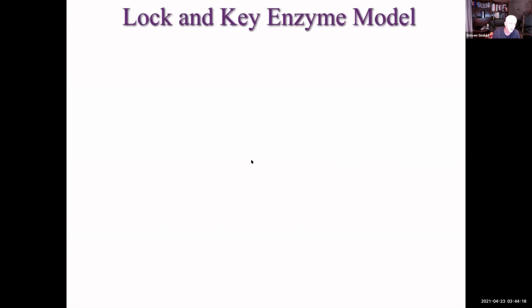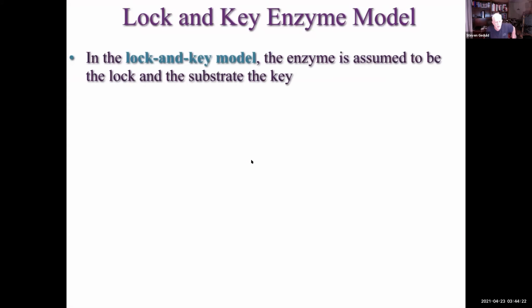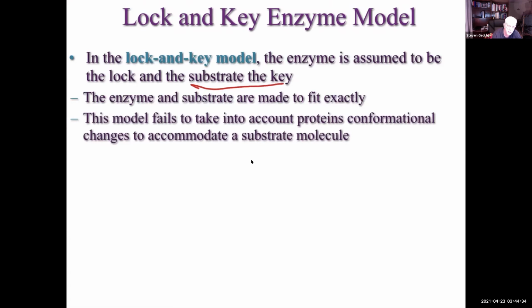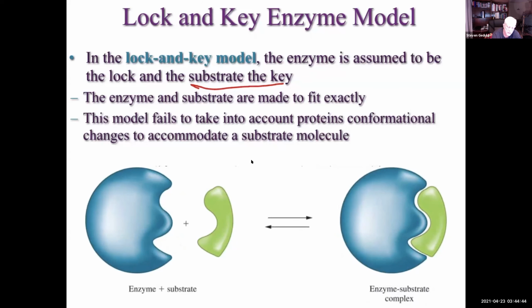Lock and key enzyme models. Let's do this and we'll call it a night. In the lock and key model, you can kind of guess, it's going to be like a lock and key. The enzyme is assumed to be the lock, and the substrate is the key that fits into the lock. The enzyme and substrate are made to fit exactly. This model fails to take into account protein conformational changes to accommodate a substrate molecule, because you can't make conformational changes like isomers.